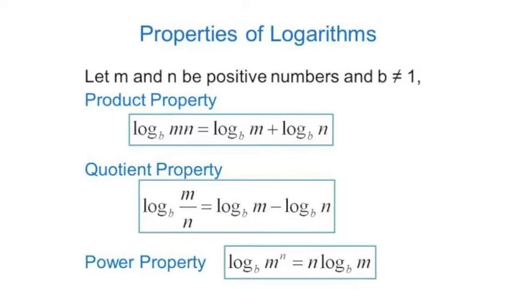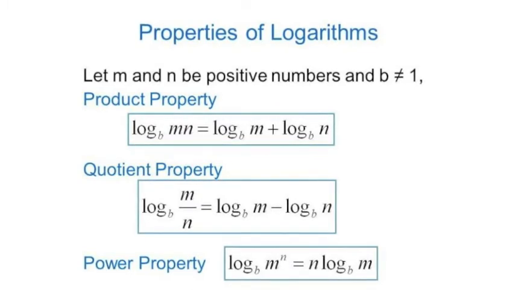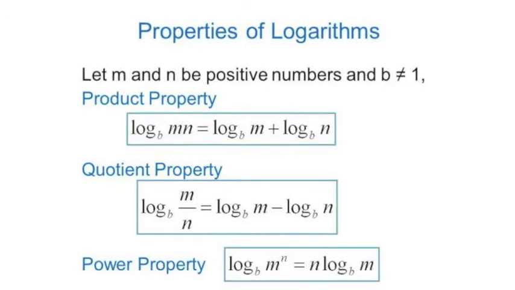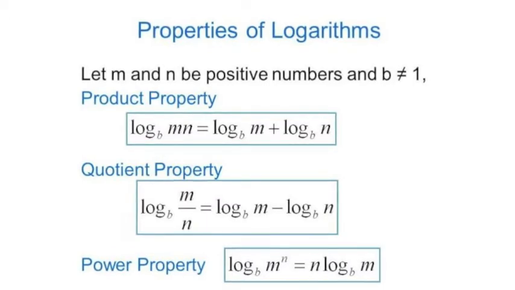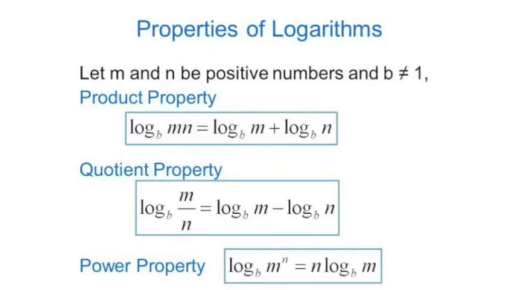So the first property is the product property. In this case, if we have log base b of m times n, it can be rewritten as log base b of m plus log base b of n. Hopefully you already knew this from the end of the 8.3 homework. It was kind of a discovery lesson part for you. Quotient property then. So here it's log base b of m divided by n. And when there is division within a logarithm, it can be rewritten as log base b of m minus log base b of n. So that's your quotient property.